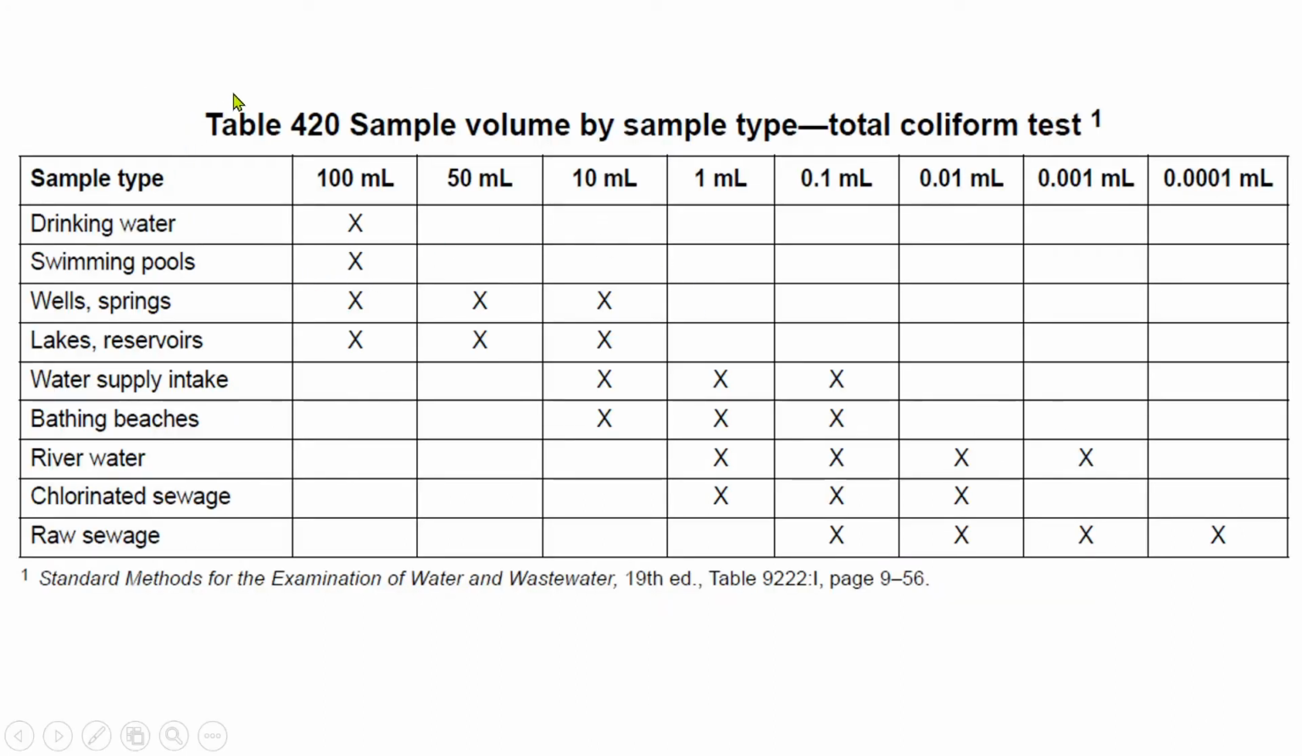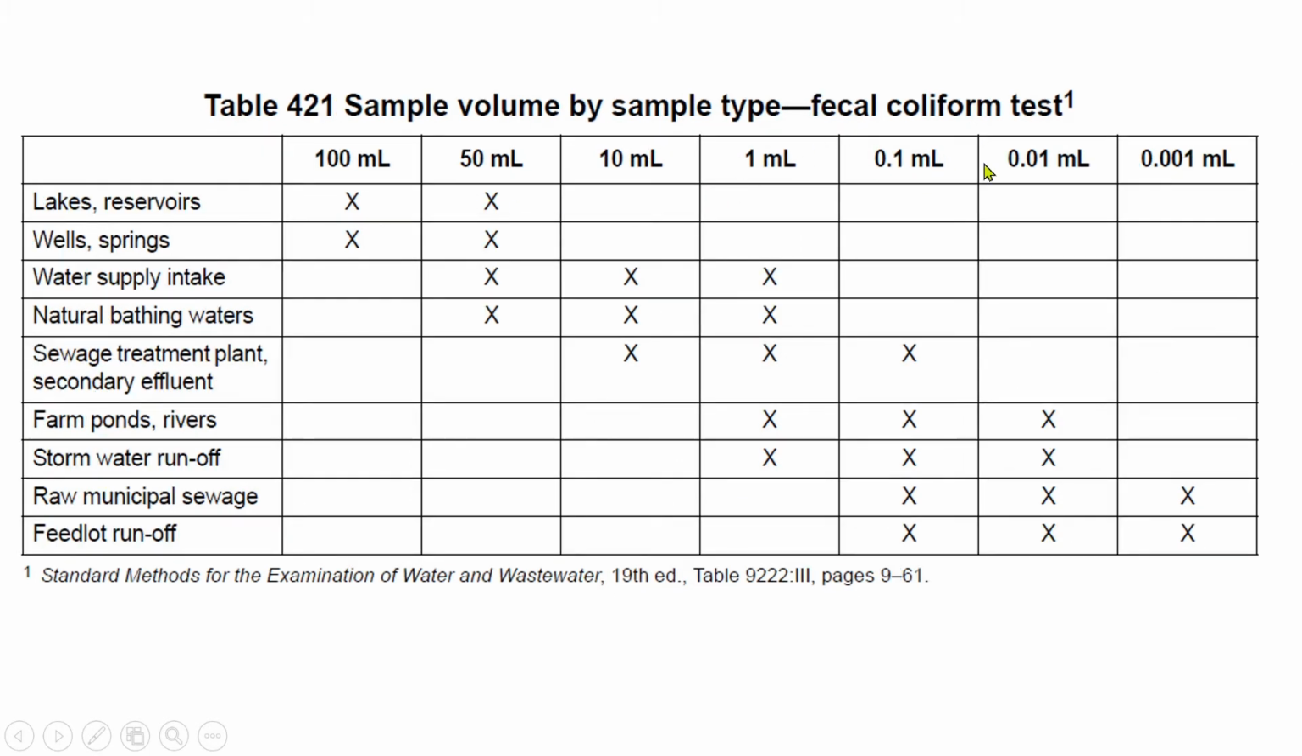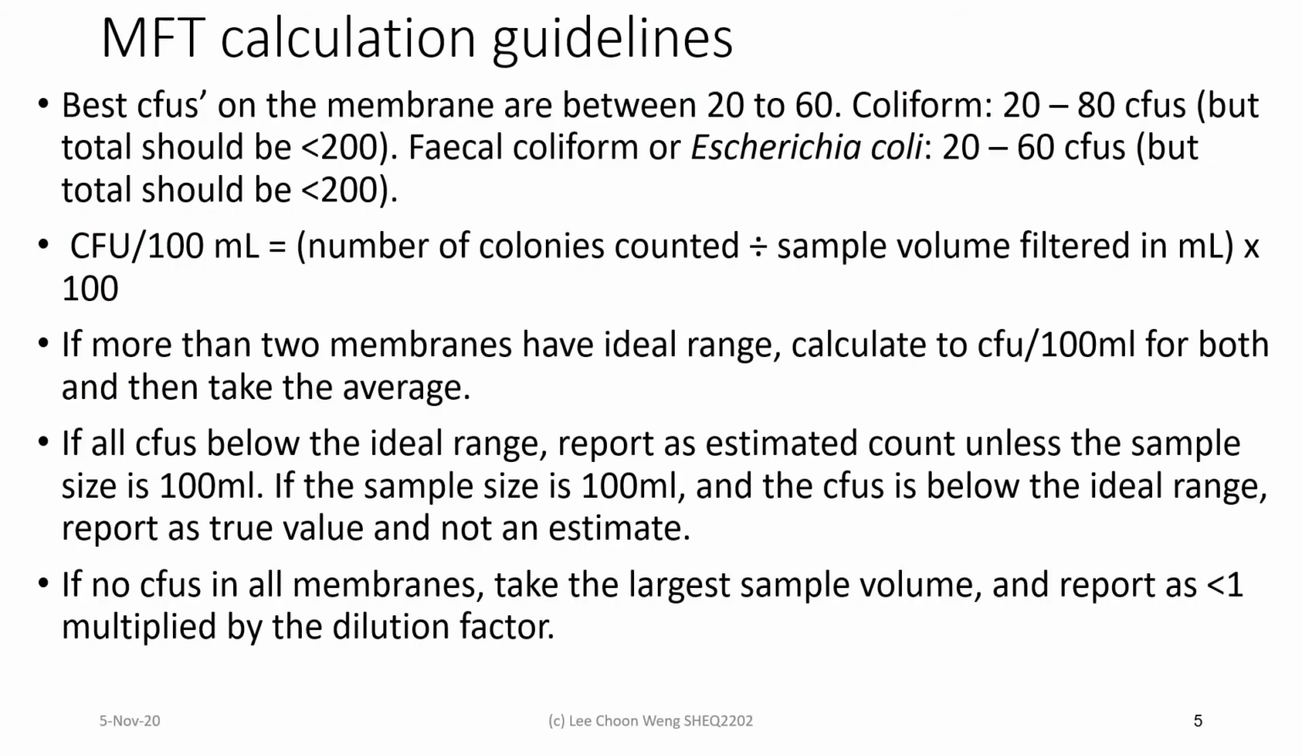So these are the sample volumes recommended by APHA, the American Public Health Association, in their book Standard Methods for the Examination of Water and Wastewater. These are the recommended volumes for total coliform, and these are the recommended volumes for fecal coliform. For research, you can probably adjust it according to your experience with the sample so that you are able to get a good count. So the calculation guidelines are as follows.